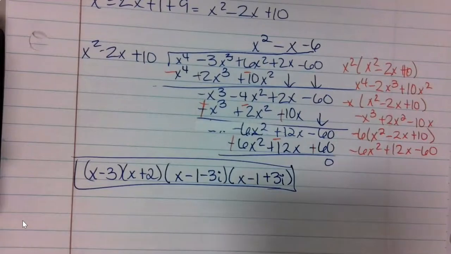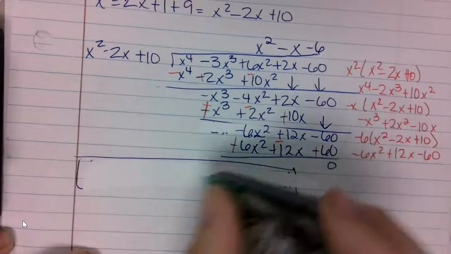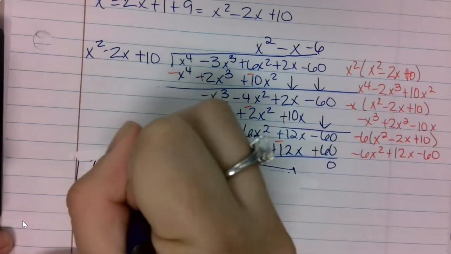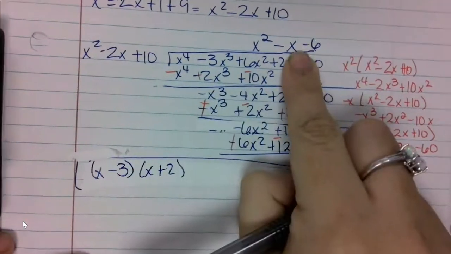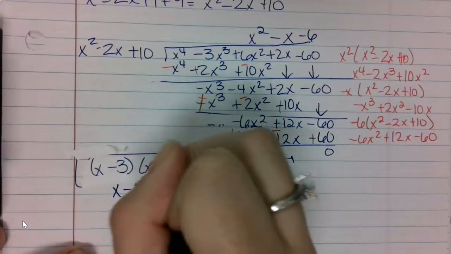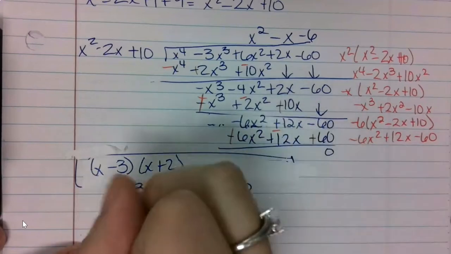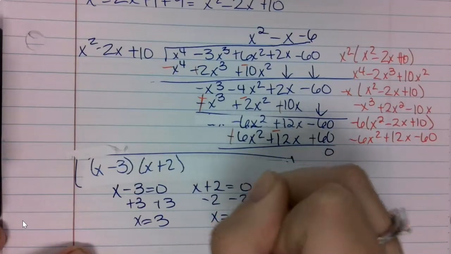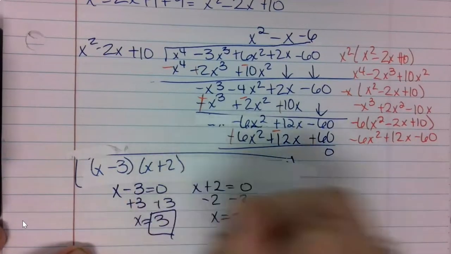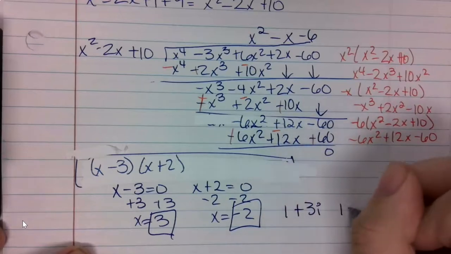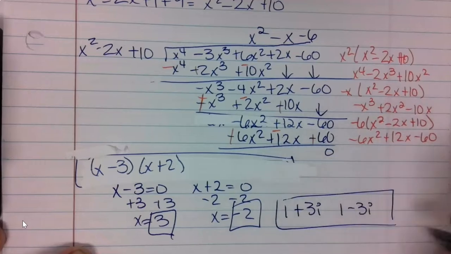Actually, just kidding, I didn't want these as factors. The question said find all the zeros. I didn't need to go that far. So I had x minus 3, x plus 2 from factoring this. Then I want to take these two and set them equal to 0. So if I add 3 on both sides, I get x equals 3. I subtract 2 on both sides, I get x equals negative 2. So I know 3, negative 2, and from the very beginning, I know 1 plus 3i, and then 1 minus 3i are zeros, because conjugates always come in pairs.